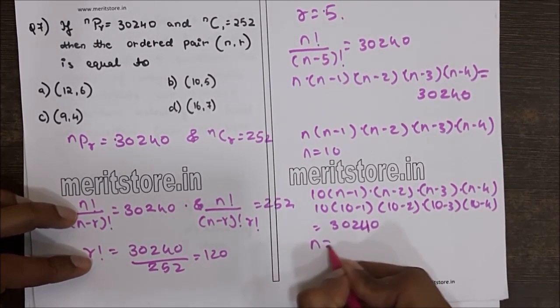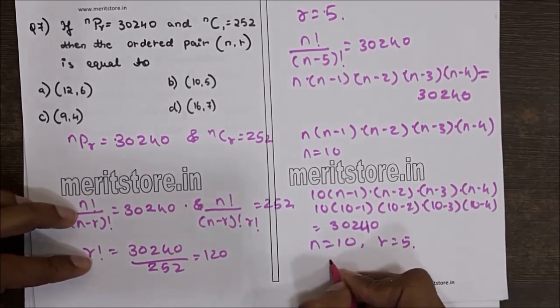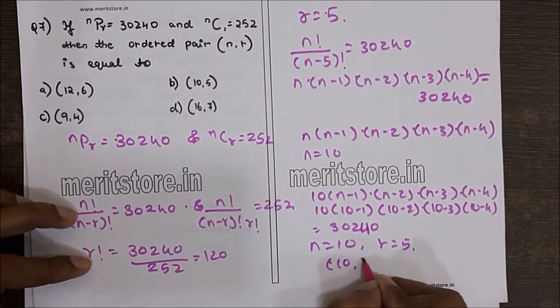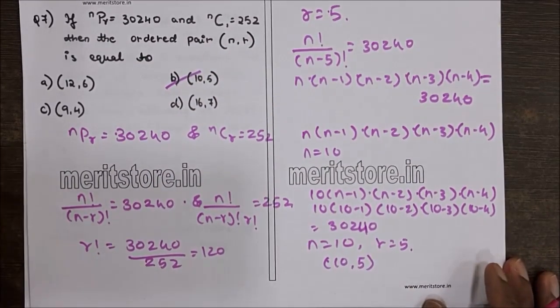So we have n equal to 10 and r equal to 5, so the required ordered pair is 10, 5, which is our option B. Therefore, option B is the correct answer.